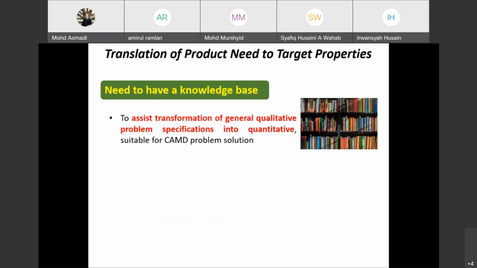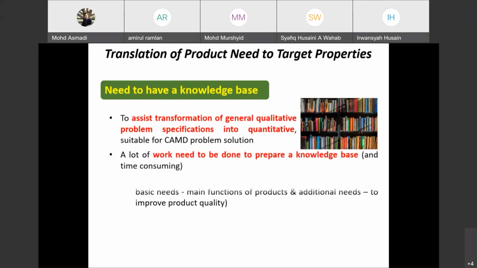Untuk translation of product ni to the target properties, need to have a knowledge base lah. So kalau dekat sini selalunya memang banyak kerja lah. Okay, kalau awak tengok kat sini pun work need to be done to prepare the knowledge base. Okay, is a time consuming. Okay, and then you have to gather information from the consumer sebab this is a B2C product, everything is from the customer and consumer. Kalau consumer tak suka, maksudnya your product is not success lah.